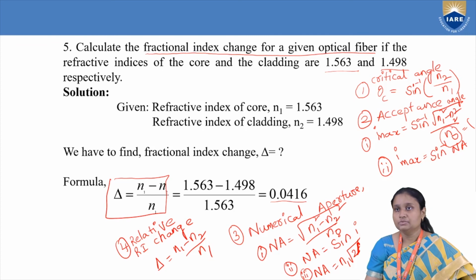So, with this, I'll come to an end. We have discussed the different formulas based on which we can solve any numerical problem given in optical fibers.